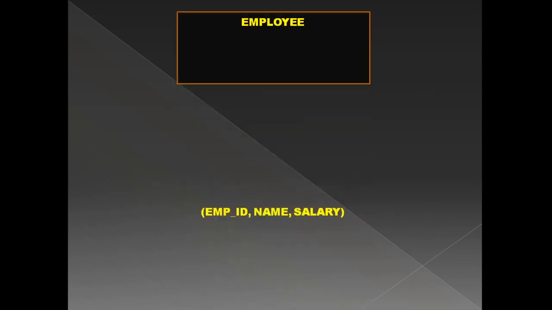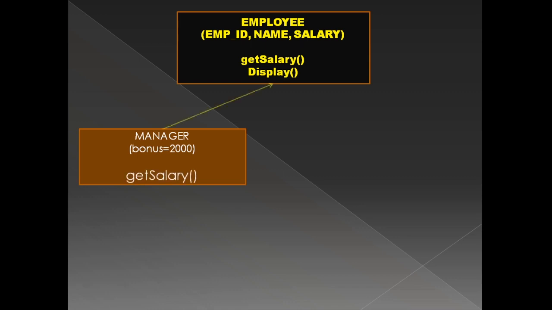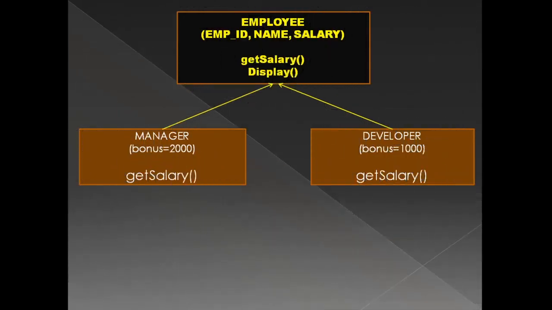So this is how it will look like. Employee will have employee ID, name, salary as data members, get salary and display methods. And then there are subclasses of employee class, manager. See here we are taking bonus equals to 2000 for managers. So that is what I have assumed. If you wish, you can calculate the bonus amount as per some formula or anything. And similarly for the developer also the bonus is 1000 rupees. So let's see how we can implement this.